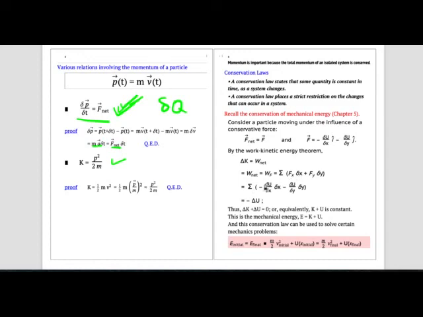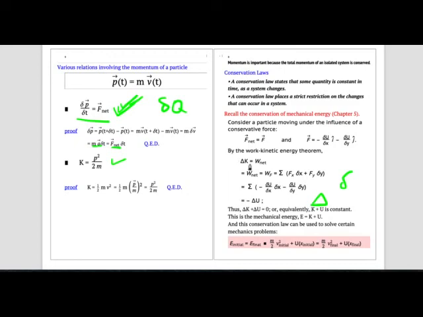Now, Fx is minus ∂U/∂x. Multiply that by delta x. Then I have Fy is minus ∂U/∂y. Multiply that by delta y. See, the delta x cancels the delta x. Delta y cancels the delta y. I just have here the sum of minus delta U in all the x displacements plus all the y displacements. So that's just minus delta U. Here I'm using the little delta notation, which stands for a small, infinitesimal displacement. Here I'm using the capital delta, the total displacement.